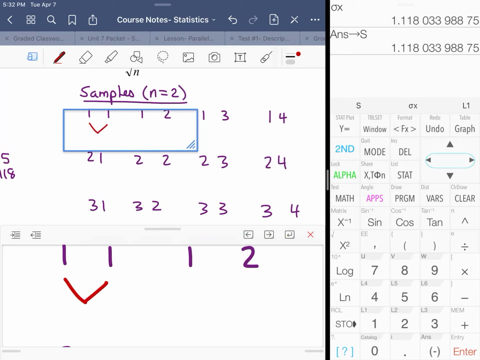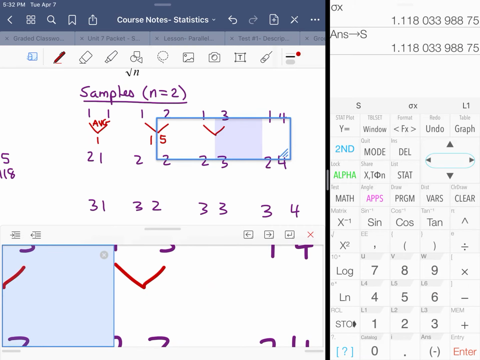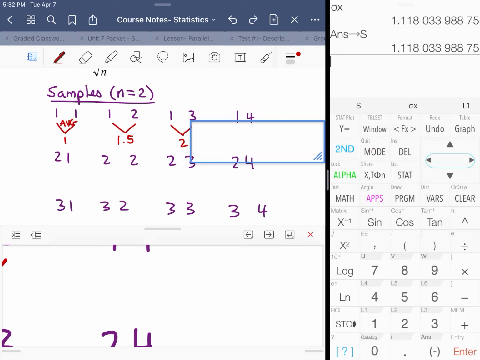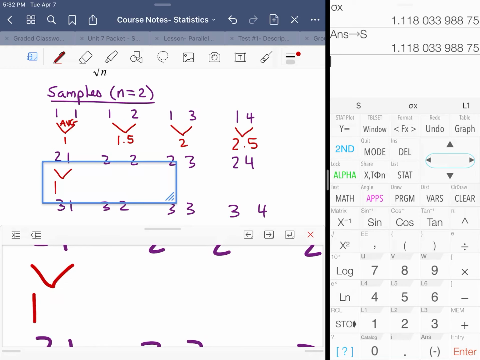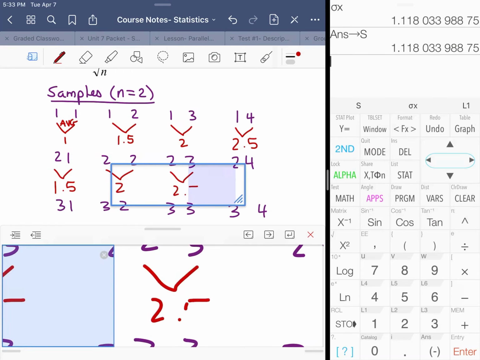So what we're going to do is find the average of each of these pairs. I'll just write AVG. The average of 1 and 1 is 1. The average of 1 and 2 is 1.5. 1 and 3 would be 2. 1 and 4 would be 2.5. So basically it's the halfway point between each pair of numbers.